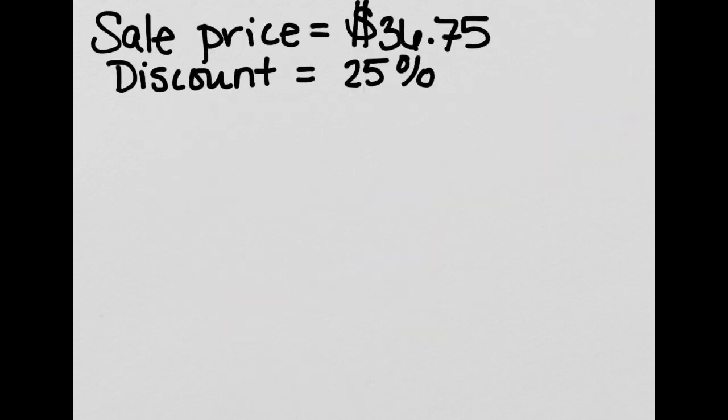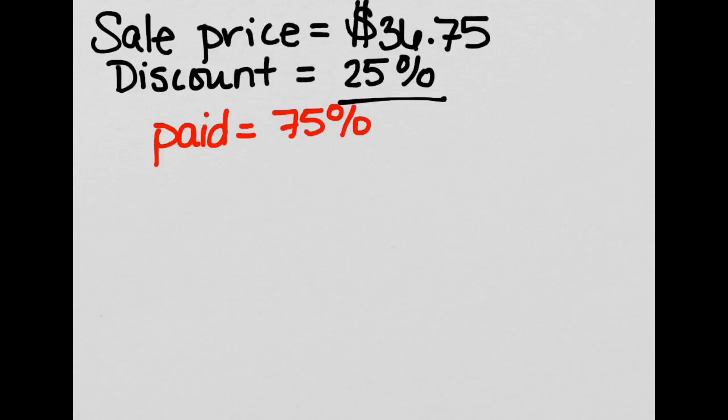All right, we're going to go ahead and do number 2 now. So number 2, the sale price is $36.75. Our discount is 25%. We want to know the regular price. So again, if we got a 25% discount, that means I paid 100 minus 25. So I paid 75%. So we want to know 75% of what number is going to equal this $36.75.